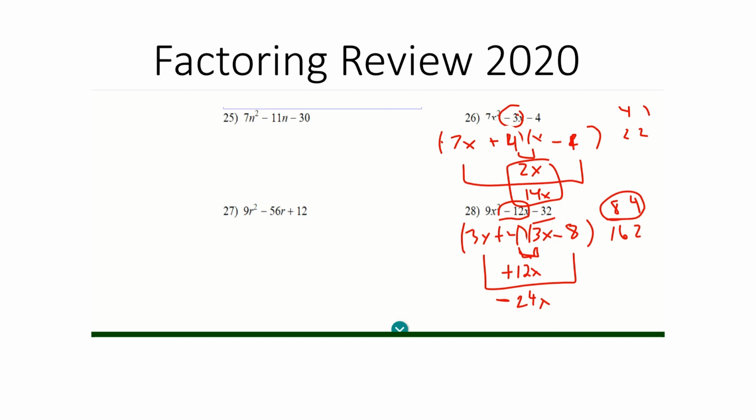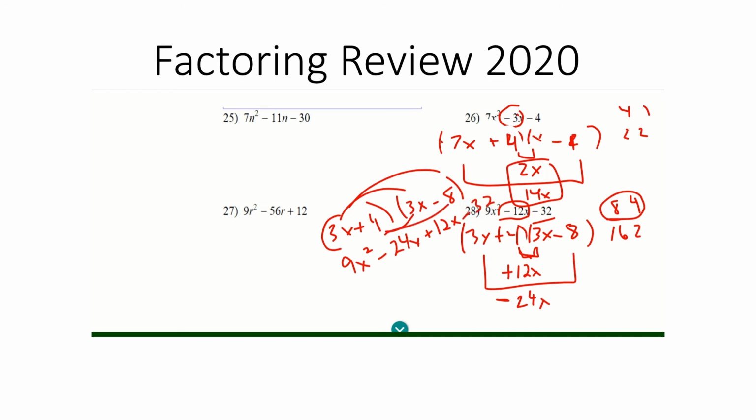Before you finalize your answer, if you want to check, you just check by multiplying. You can do this or you can use the table. That's 9x squared minus 24x plus 12x minus 32. Negative 24 plus 12 is negative 12. So that is the same as what we started with. Okay?